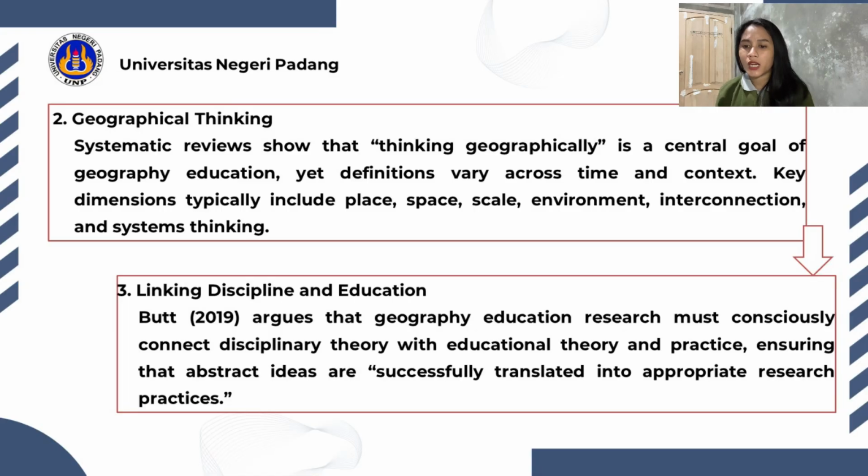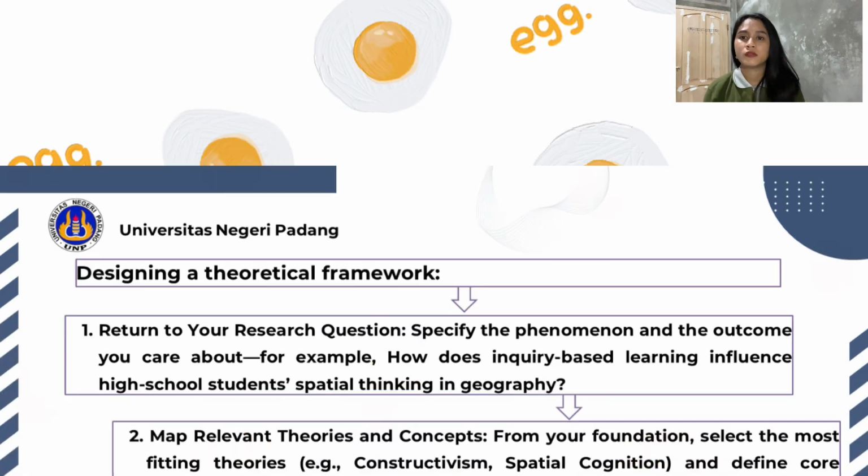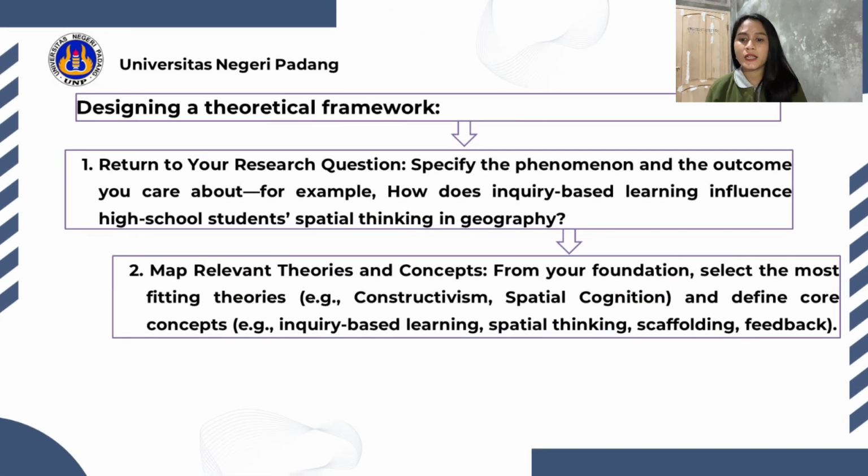2. Geographical thinking. Systematic reviews show that thinking geographically is the central goal of geography education, yet definitions vary across time and context. Key dimensions typically include place, space, scale, environment, interconnection, and systems thinking. 3. Linking disciplines and education. Research argues that geography education research must consistently connect disciplinary theory with educational theory and practice, ensuring that abstract ideas are successfully translated into appropriate research practice. And that's how we can design a theoretical framework.